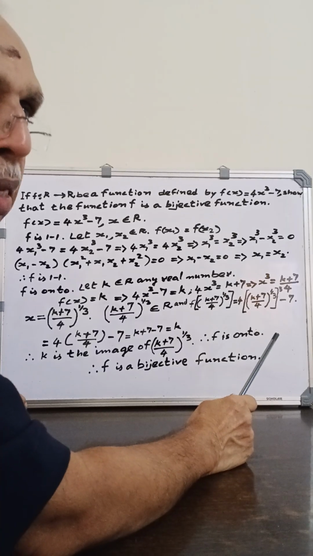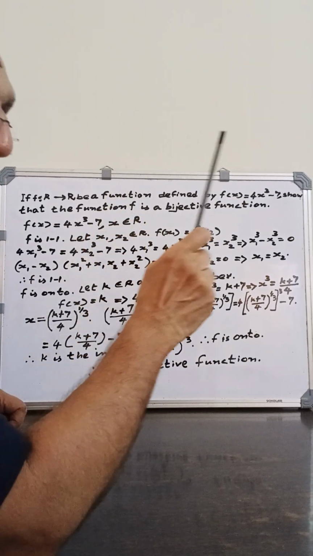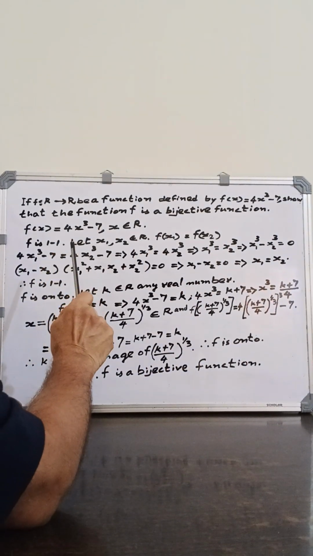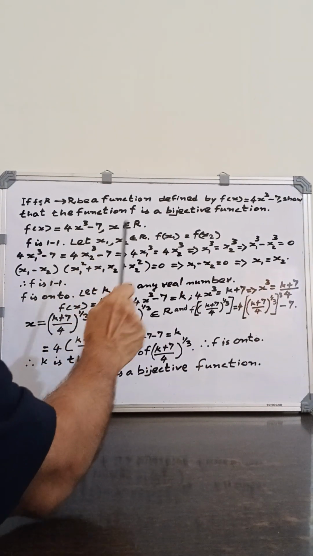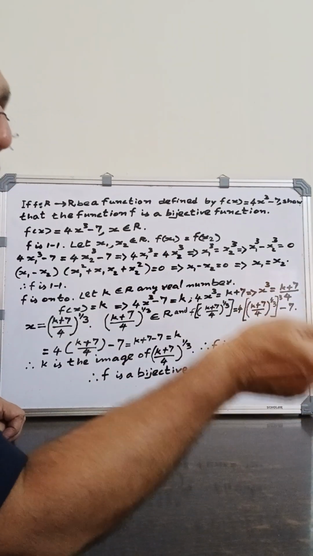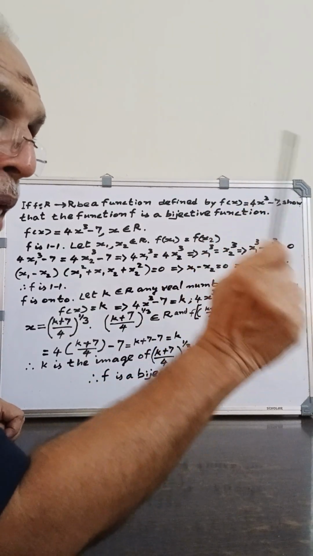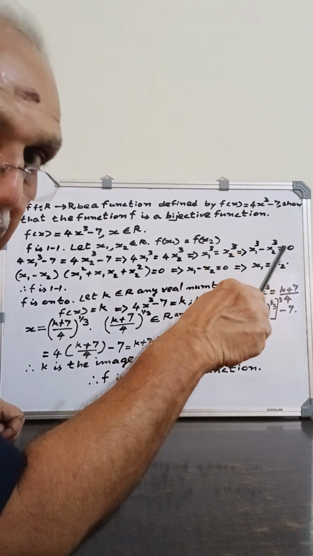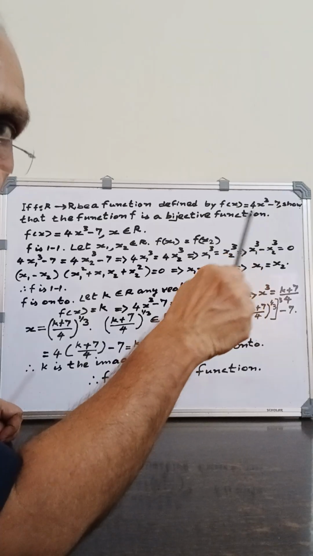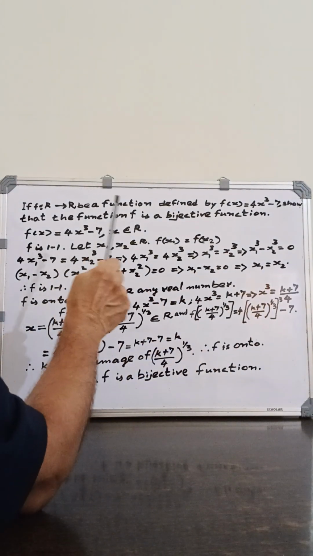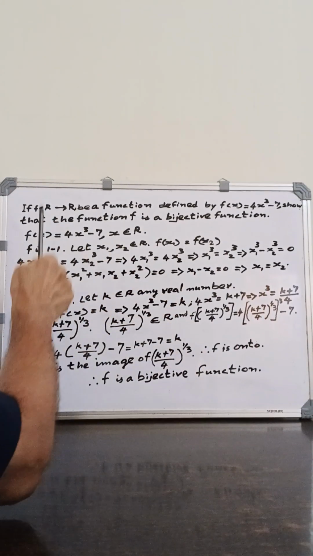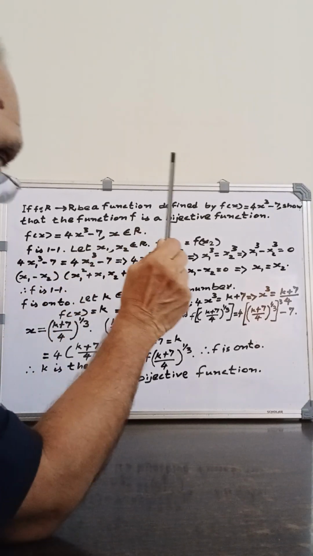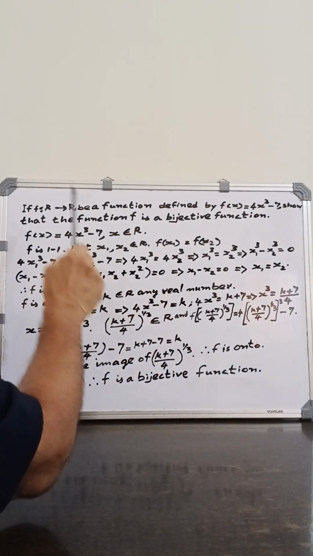Bijective function means this function at the same time obeys the first function, f is one-one and f is onto. If a function is at the same time one-one and onto, then we can say the function is bijective. To show that this function is a bijective function, f of x equals 4x raised to 3 minus 7, x belongs to R. That is the given function.